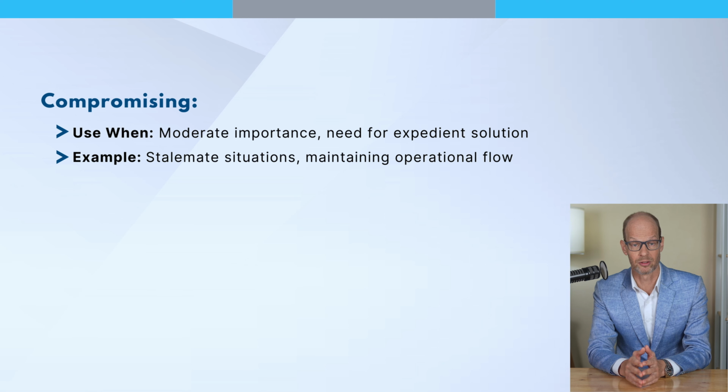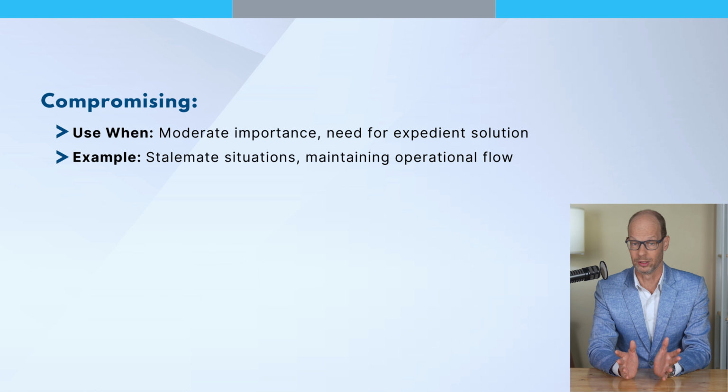Then we have the method of compromising. So this middle-of-the-road approach is most suitable when the issues involved hold moderate importance to all parties, and there is a need to find expedient, fair ground. It's particularly effective when parties are at a stalemate, with neither able to overpower the other, and the goal is to achieve a workable solution that, although not perfect, is acceptable and maintains the operational flow and relationships. So, compromise underscores the value of give and take, reinforcing the idea that flexibility can lead to mutually beneficial outcomes.